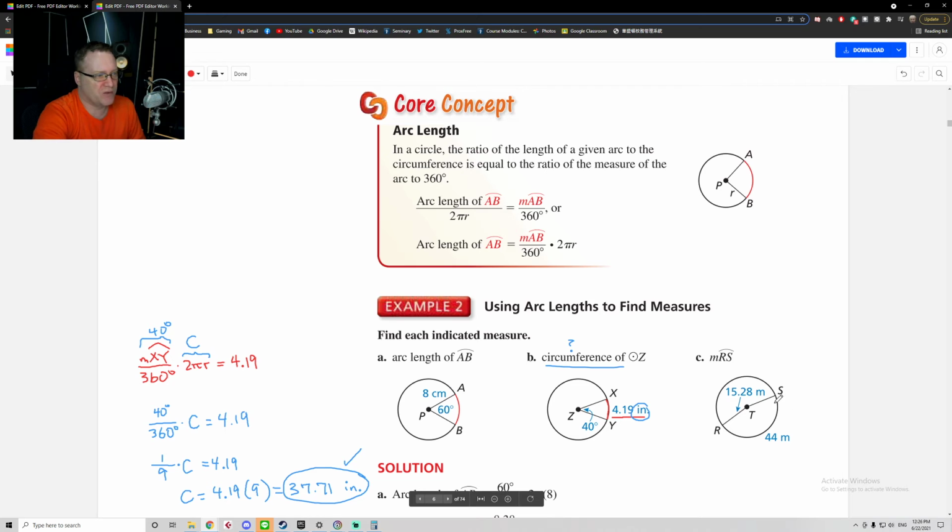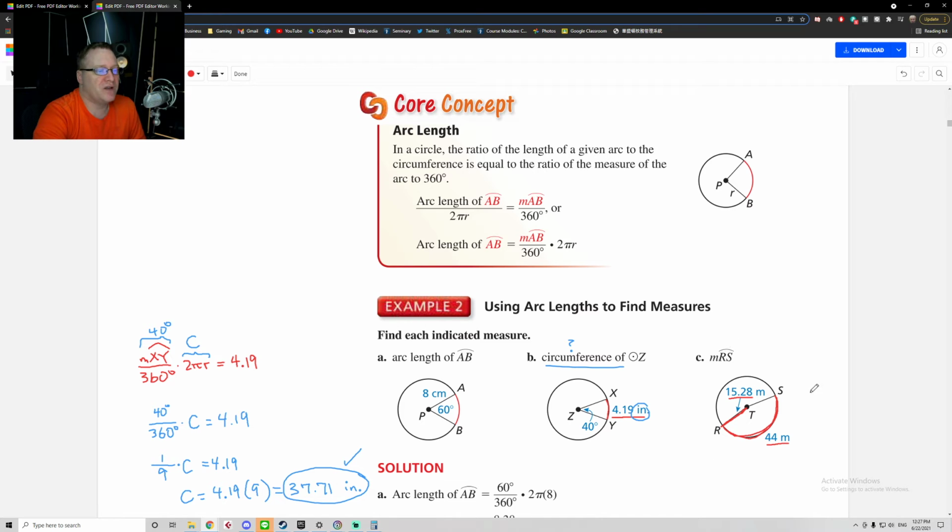Let's look at this problem, C, where they give us this distance from here to here. The radius is 15.28. And they gave us the arc length is 44.